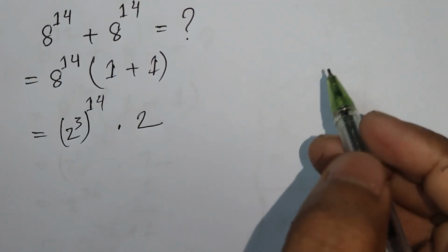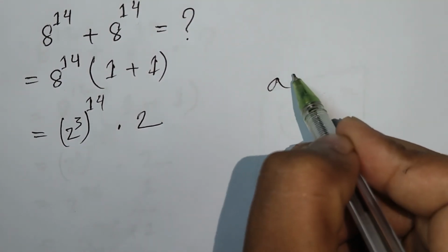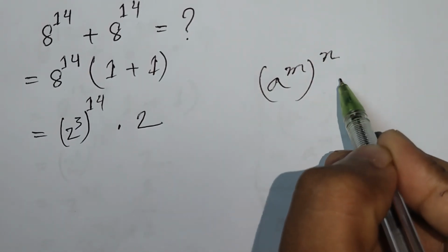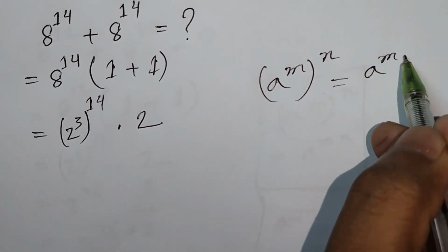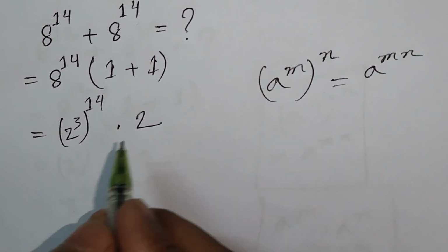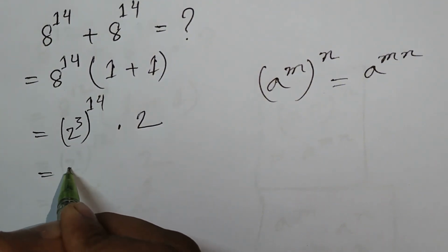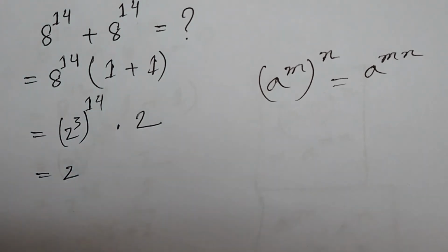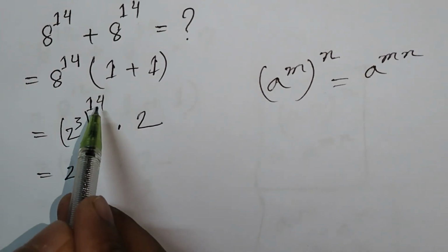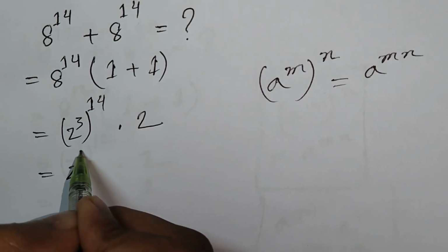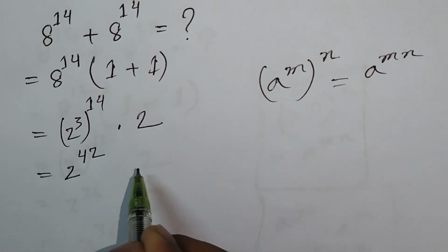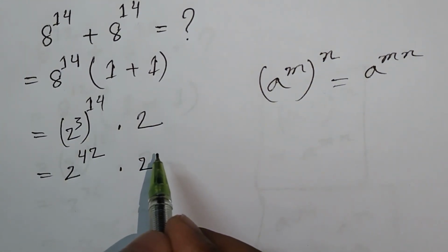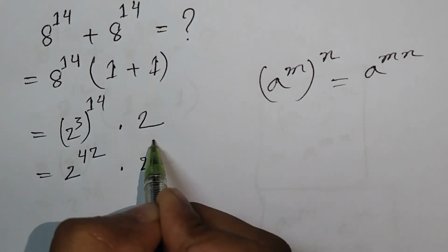Here we can apply this exponential rule that a power m bracket n is the same as a power mn. So we can apply this exponential rule: 2 to the power 3 times 40. 3 times 40, that is 120, times 2. 2 is the same as 2 to the power 1.